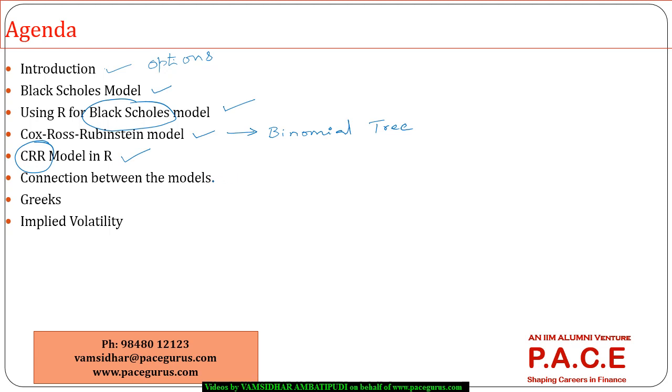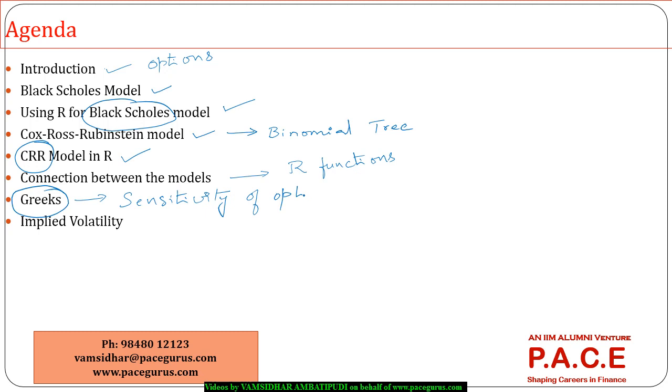Then we will also spend some time to try to understand the connection between the models. We'll try to demonstrate using the R functions how and when these two models come closer to each other, and as an extension we will talk about the Greek letters, which are the measures of sensitivities of the option. Very interesting aspect, sensitivity of the option.